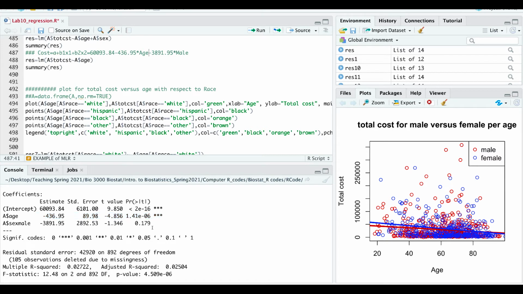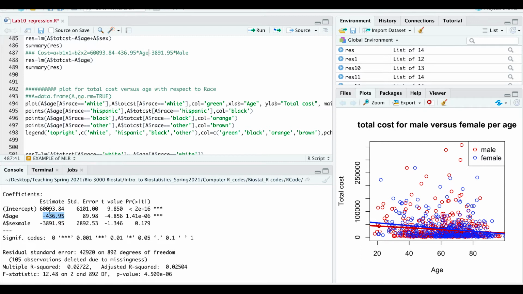I want to interpret this result. How do I say that? The total cost of the hospital stay will decrease by 436 if the age is increased by 1. That means that older people will have less cost of hospitalization. If you increase the age by 1 year, the total cost of the hospital stay decreases by $436.95.